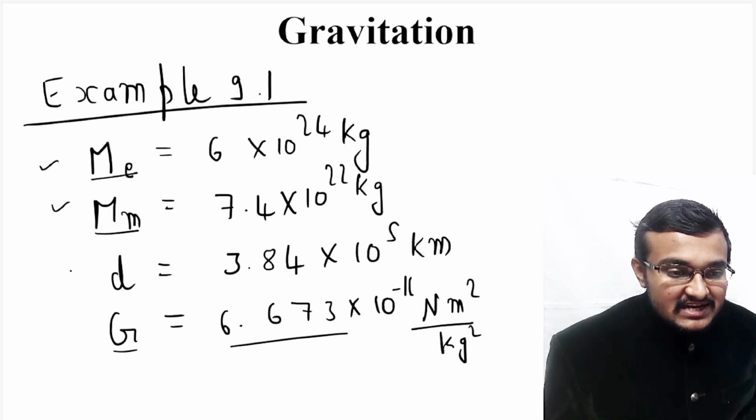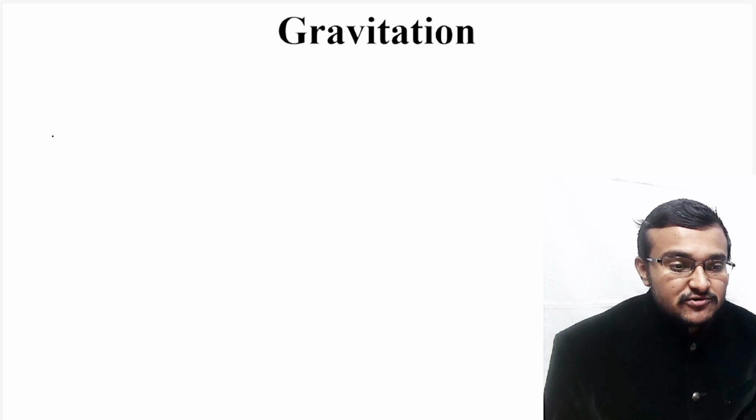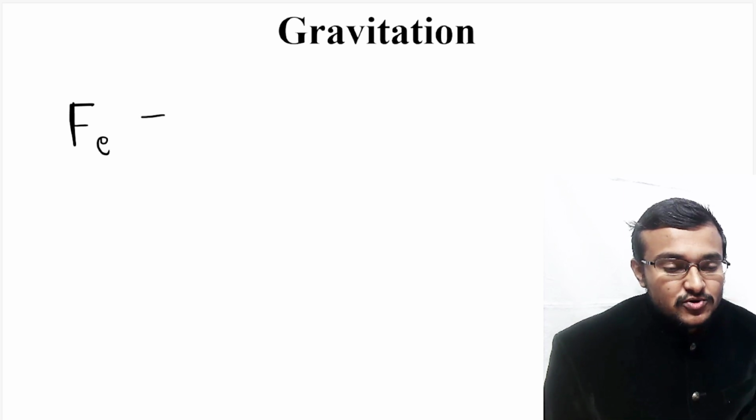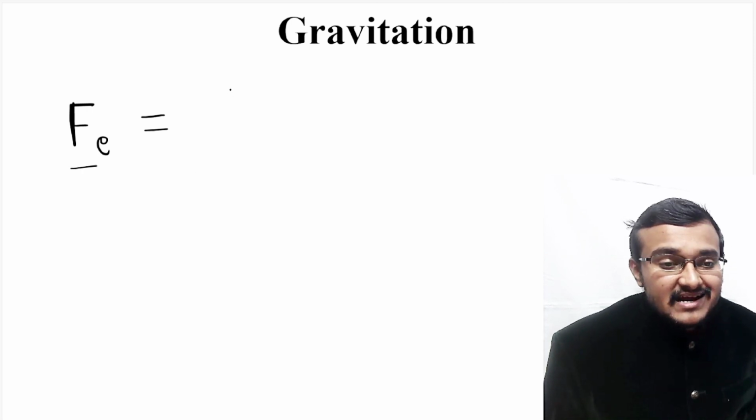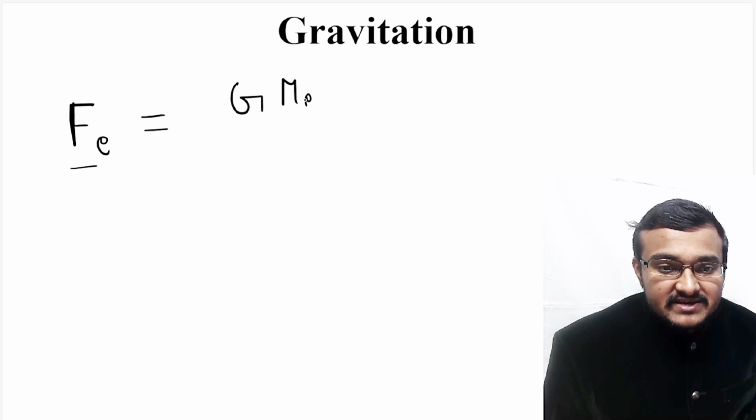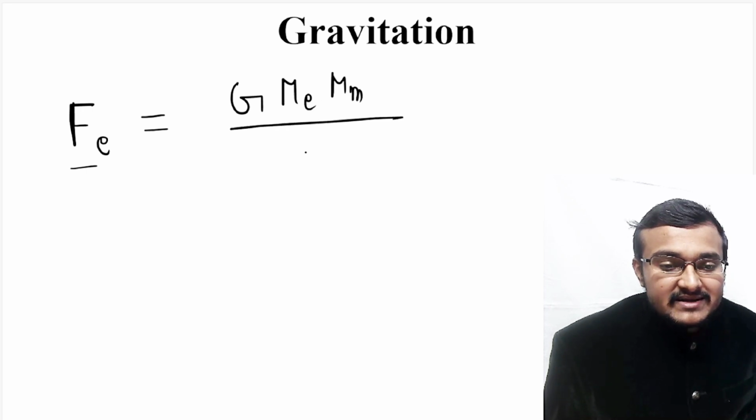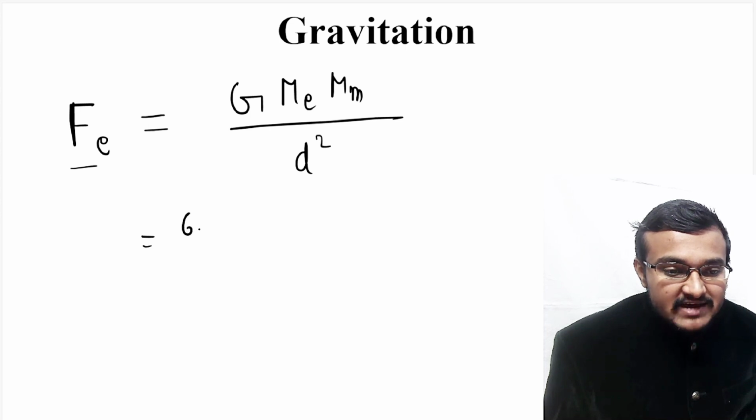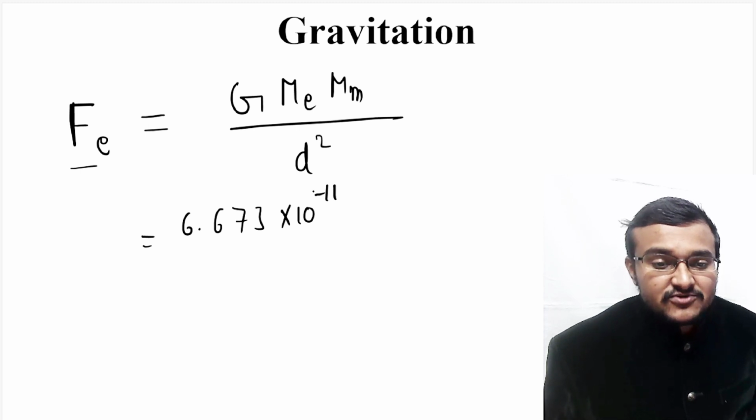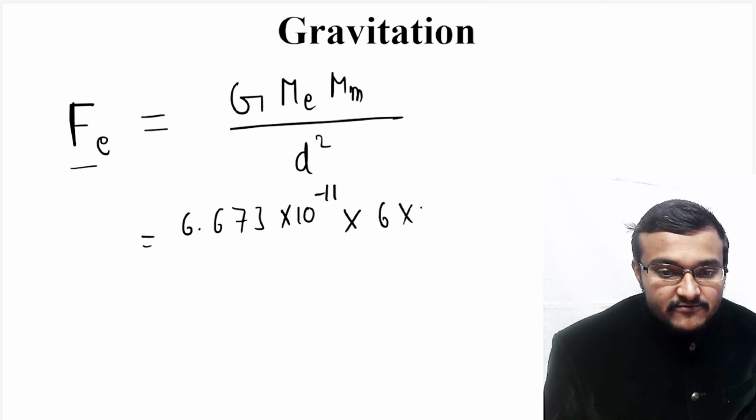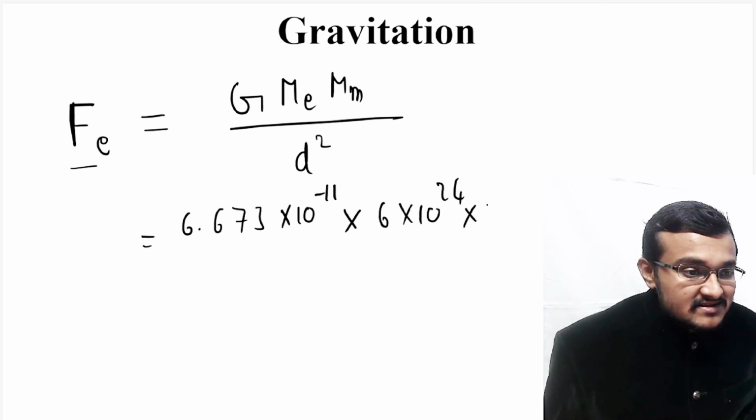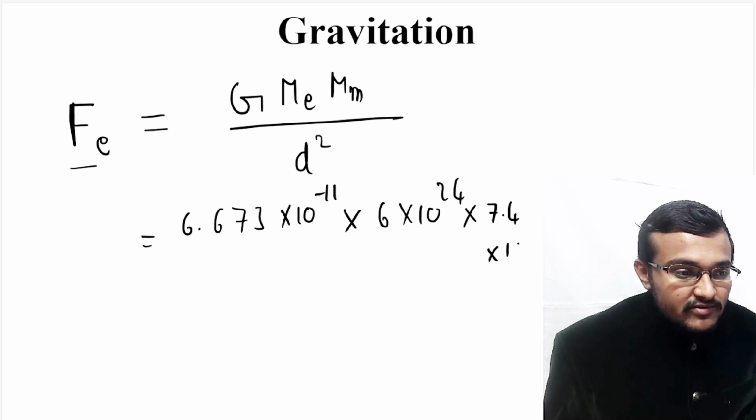Based on these values, you have to calculate the gravitational force exerted by Earth on Moon. The gravitational force exerted by Earth on Moon can be denoted as Fe, which is equal to G into ME MM divided by d square. Here you can just substitute the values: 6.673 into 10 power minus 11 in place of G. Everything is in SI units, so you can directly go on substituting. The mass of Earth is given as 6 into 10 power 24, and the mass of Moon is given as 7.4 into 10 power 22.